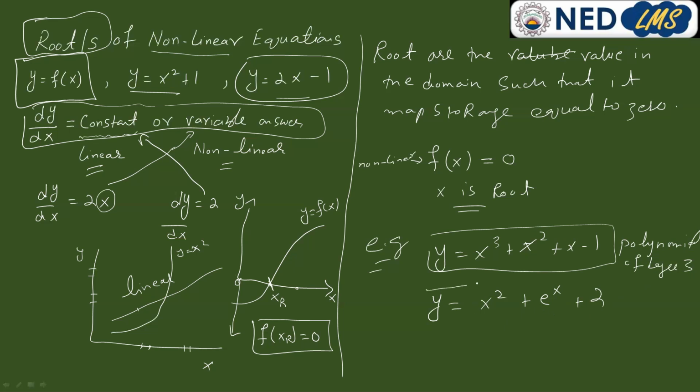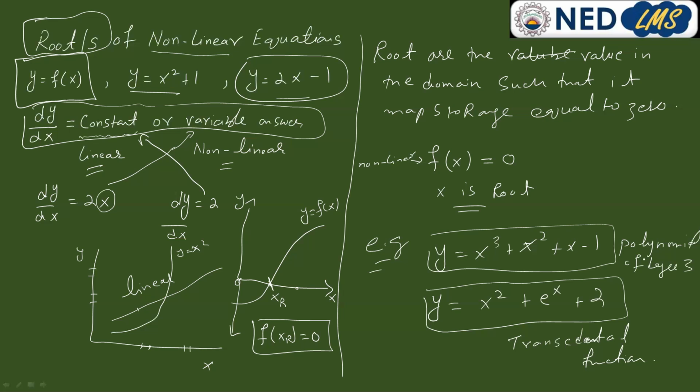Similarly, this is also a nonlinear equation, because if you compute the derivative of this function, you will not get a constant answer. But we do not call it a polynomial. We call it a different type of function: transcendental functions. So in our case, we can broadly classify nonlinear equations into two types.